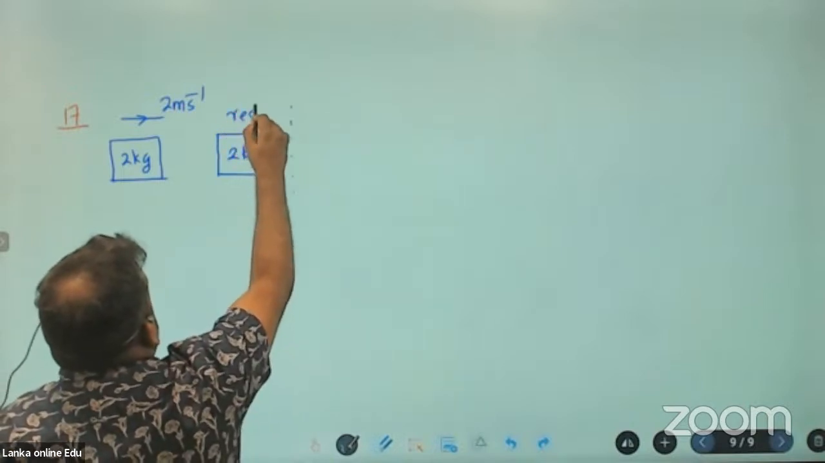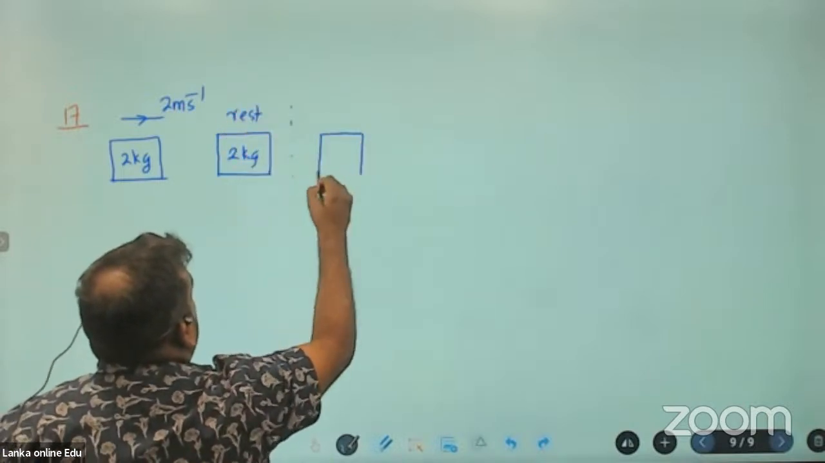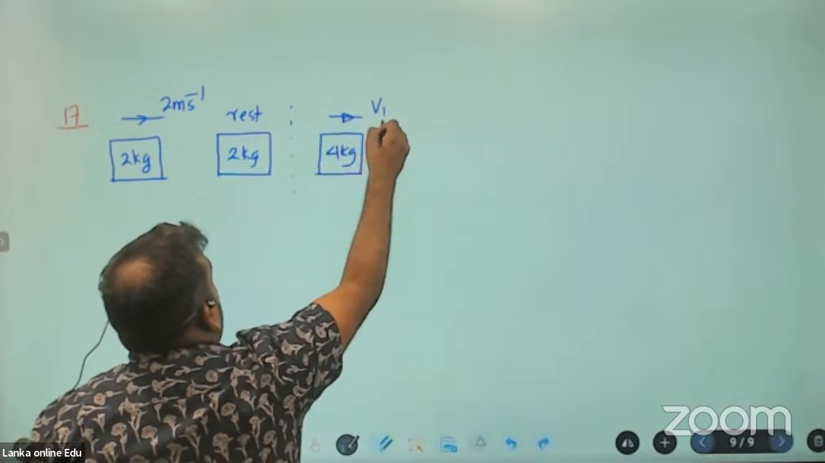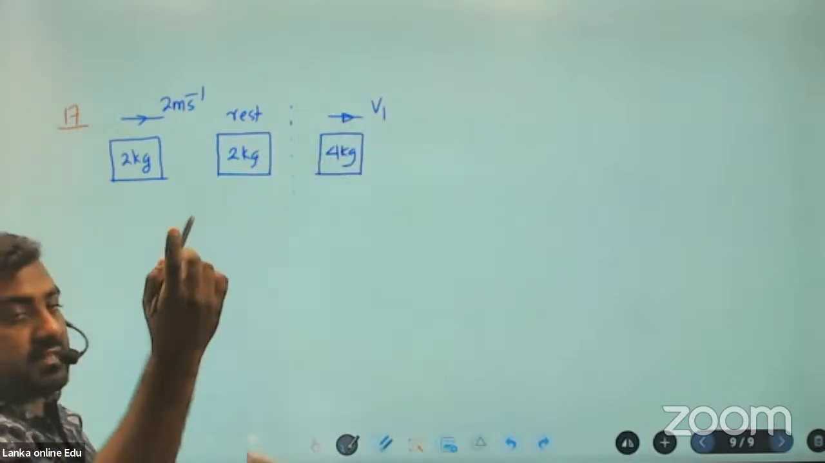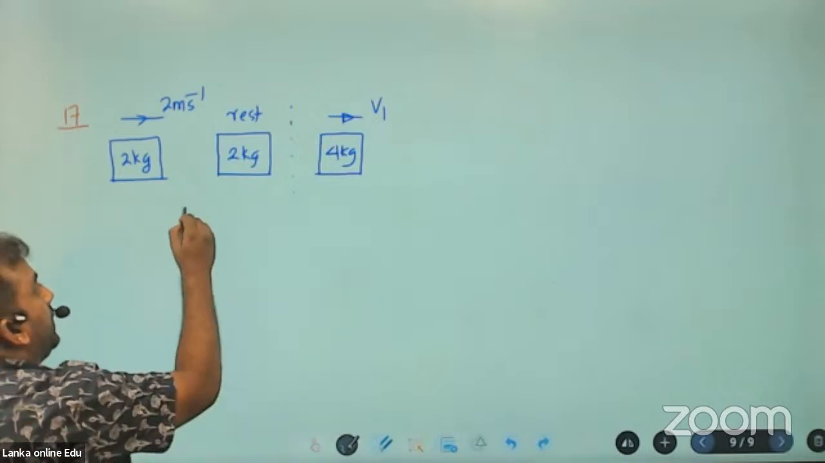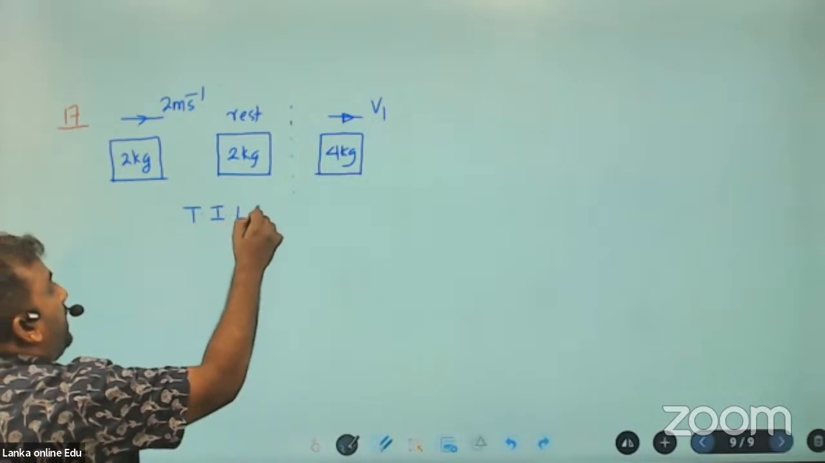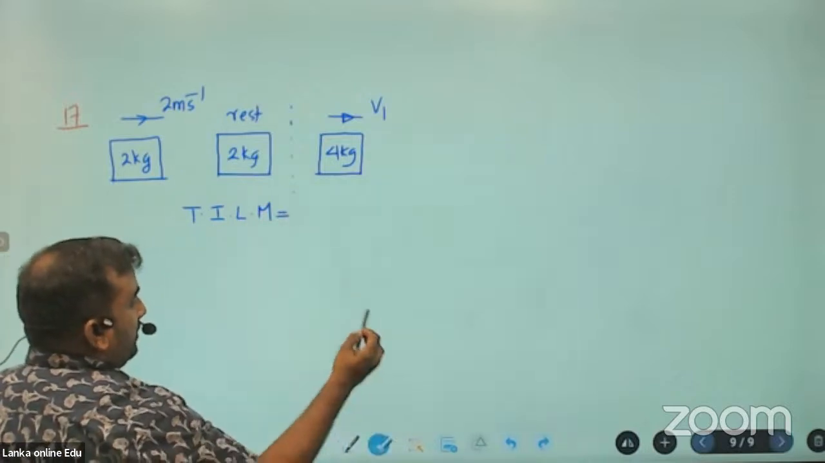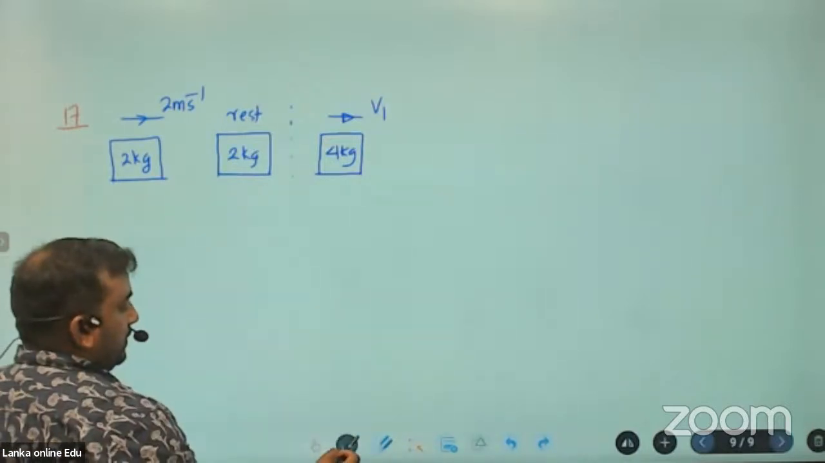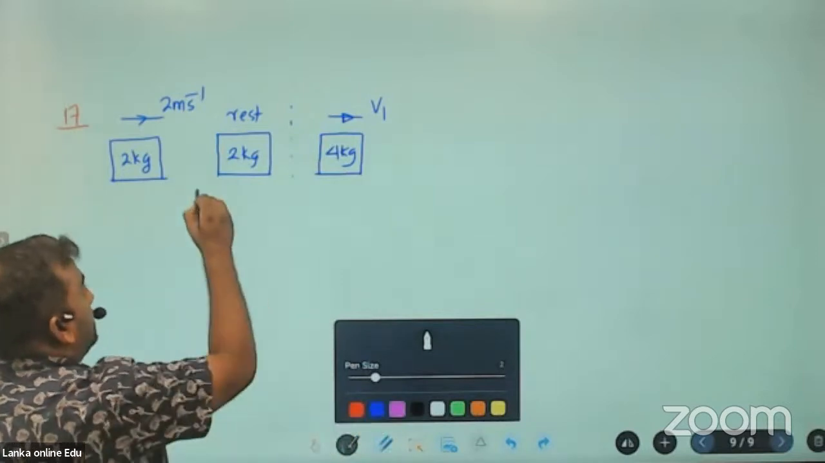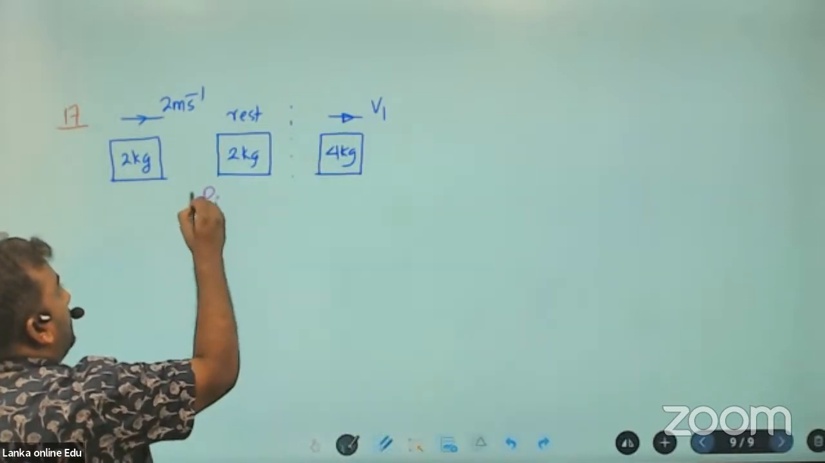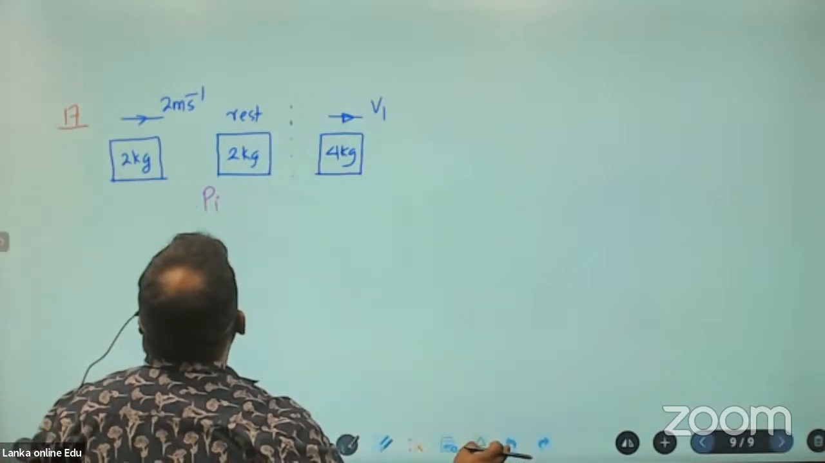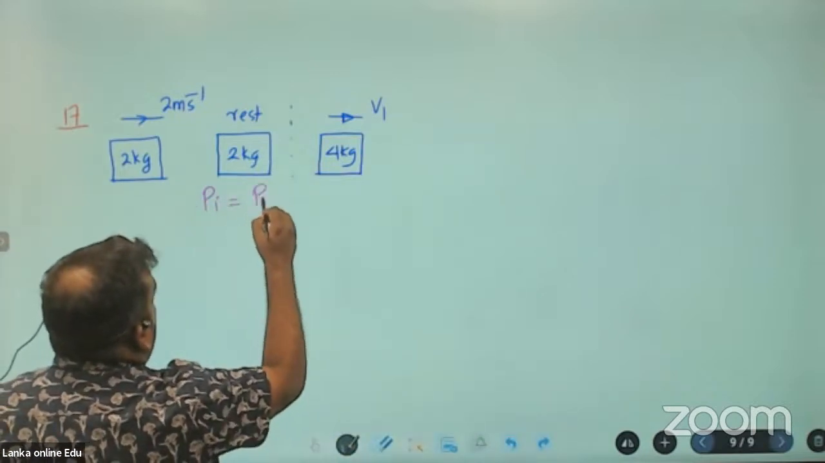Complete inelastic collision means after collision, they will move together. So total initial linear momentum, actually for MCQs, don't write all of this; they won't give you marks for writing all of this. I'll just put short form: sum of initial momentum equals final momentum.